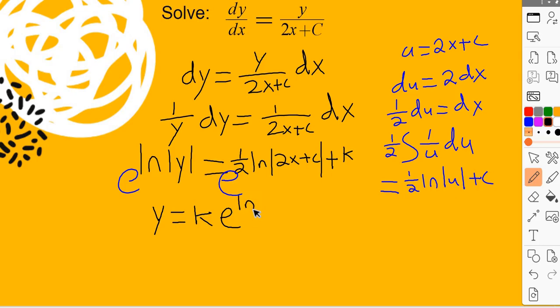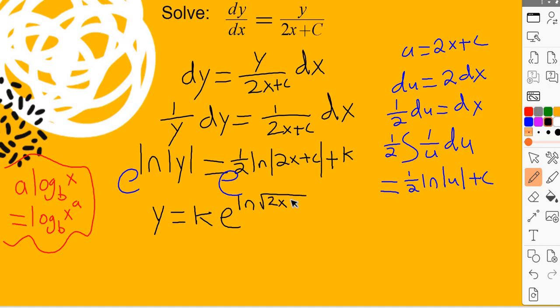I can rewrite, remember one of my log rules, if I have a times log base b of x, remember that we can rewrite any constant as an exponent. And what is a half as an exponent? Square root. Now, do I need the square root of the absolute value of that stuff? Oh no. Why not? Because the square root ensures that it's positive, because the only way for it to work is if that stuff is already positive. Yes.